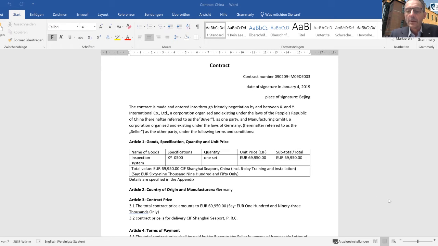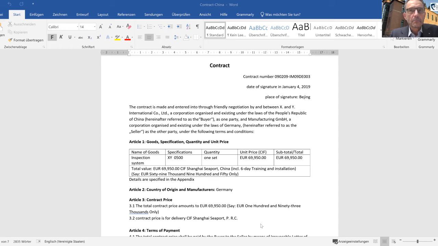Then going to Article 3. Once again named contract price. You have seen it in Article 1, but here exactly named. 3.1, the total contract price amounts to 69,950. And now, please be aware, what is the written amount? Is that the same? Which is the amount which is now the amount agreed on?